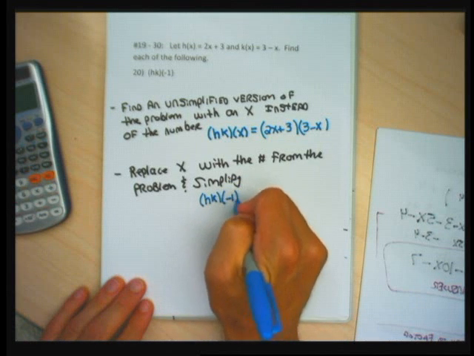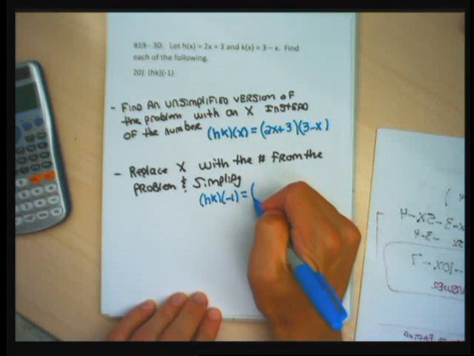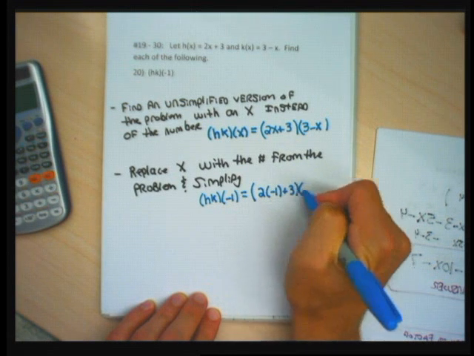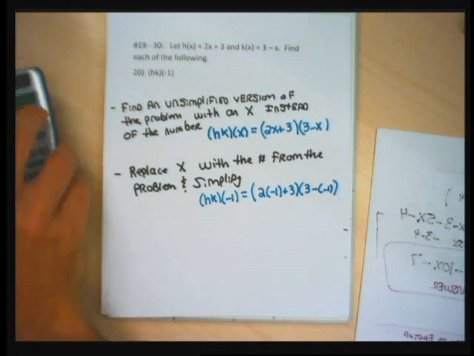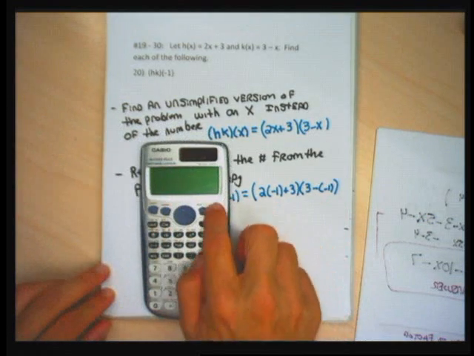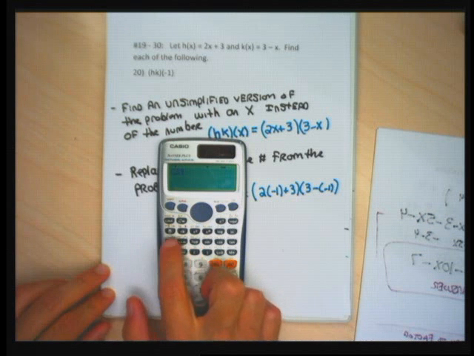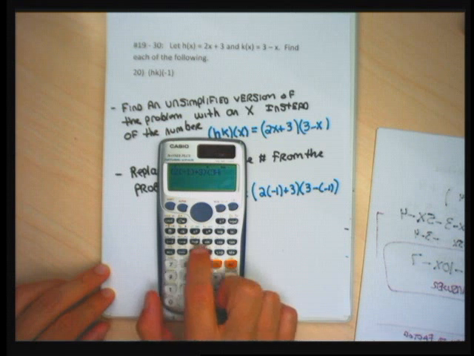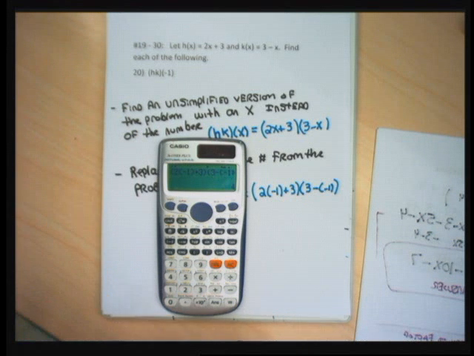Now I can answer the problem. How do I answer the problem? I replace the x in this version with a -1 and simplify. So I'm going to go 2 times -1 plus 3 times 3 minus -1. Do it on your calculator if you don't want to do it by hand. So on my calculator I can go parentheses 2 times -1 plus 3 times 3 minus -1. The answer is going to be 4. It's technically y equals 4. It's definitely not x equal 4, because x is -1.